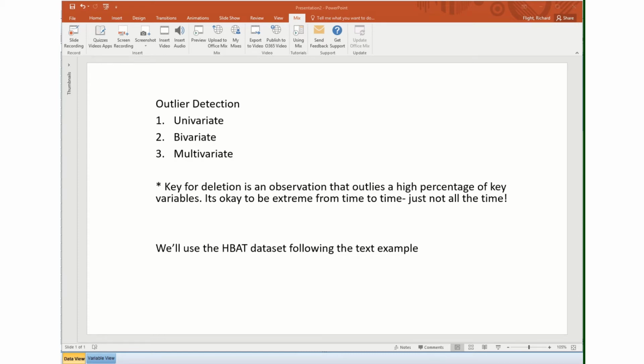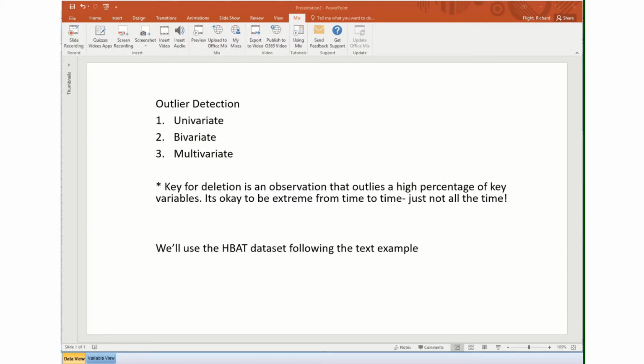Hello, this is a recording video that will focus on outlier detection within your data set. So again, this is a practical application or illustration of finding outliers. Now, there are three different types of analysis that could be done in order to identify an outlier.